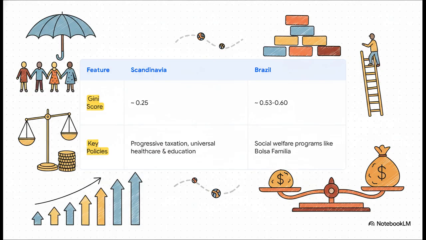On one end of the spectrum, you've got places like the Scandinavian countries. With policies like progressive taxes and strong social safety nets, they end up with really low Gini scores, something around 0.25. That tells you income is spread out pretty evenly. But then you look at a country like Brazil, which has historically had scores way up over 0.50. That points to a much, much wider gap. See? Just those two numbers tell a powerful story about two totally different economic systems.